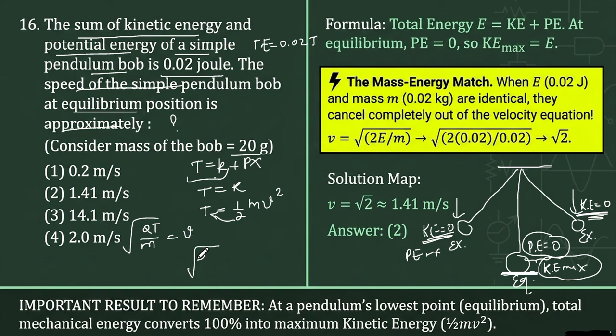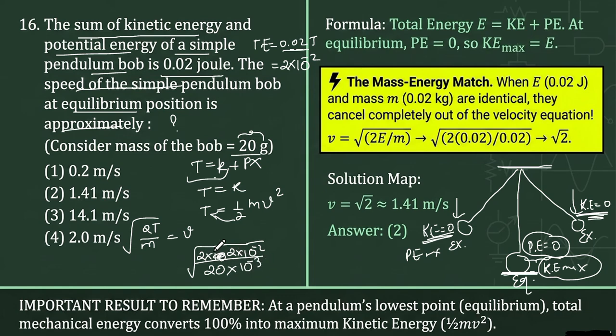So root of 2 multiplied by total energy, which is given 0.02. If we remove the decimal, we can write it as 2 multiplied by 10 to the power minus 2, since after the decimal 2 digits are there. So 2 times total energy is 2 into 10 to the power minus 2, upon mass. The mass of the bob is given 20 gram, so you have to convert 20 gram into kg. So 20 into 10 raised to minus 3.